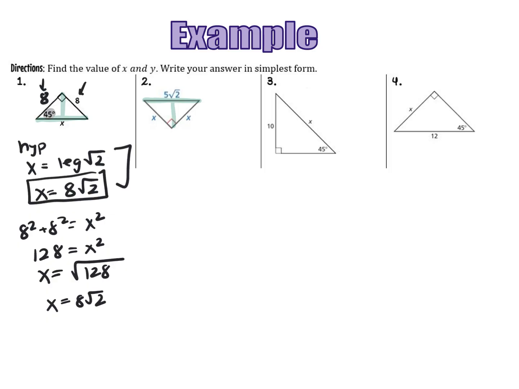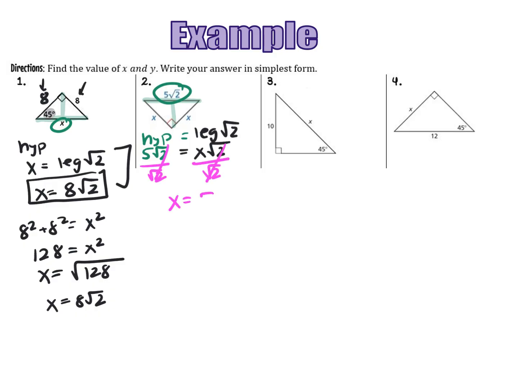Okay, on number 2, we are given the hypotenuse. So in this case, the hypotenuse is 5 times the square root of 2. We know that the hypotenuse is equal to the leg times the square root of 2. So if we now solve for, actually, instead of writing the word leg here, let's write x. If we now solve for this, we can divide both sides by the square root of 2 to isolate x. That's going to give me that x must just be equal to 5.